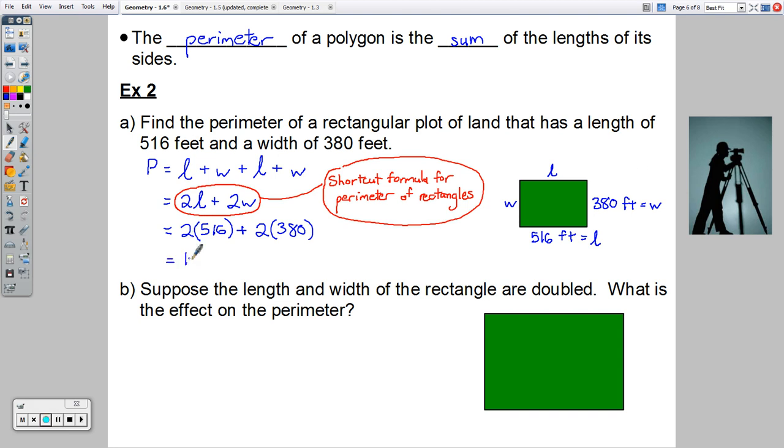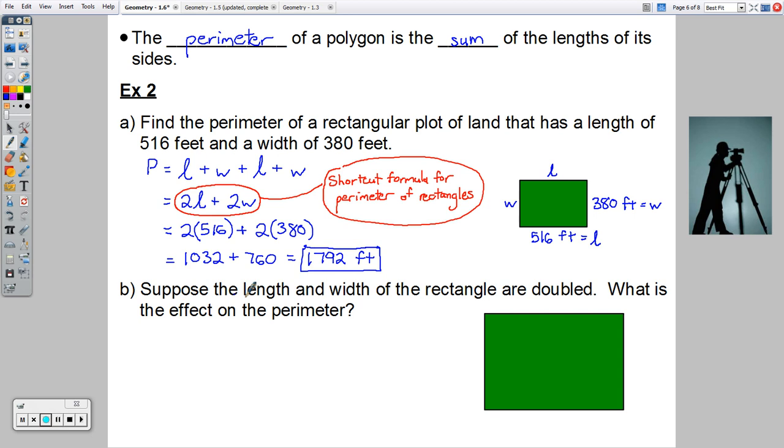This would be 1032 plus, looks like that would be 760. Adding those together will give you 1792. And this is in terms of feet. That would be my final answer. 1,792 feet if I walked around the perimeter of this plot of land.